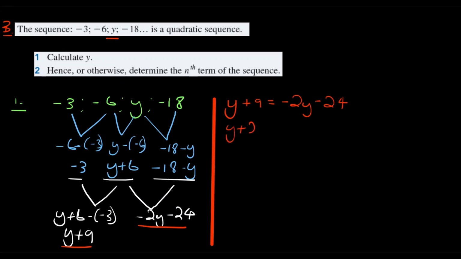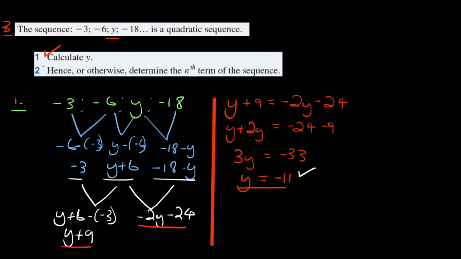Take the -2y to the left hand side, it will be plus 2y. Then we get -24 minus 9, and we have 3y equals -24 minus 9, which is -33. We're going to divide both sides by 3. 3 divided by 3 gives us 1, and -33 divided by 3 gives us -11. So we found that the value of y is -11, and so we would have answered the first question.